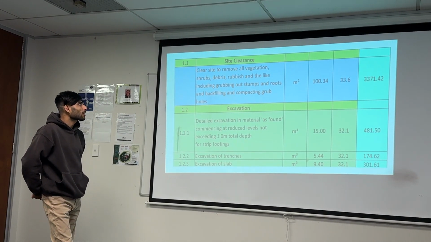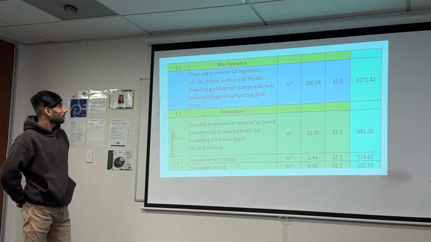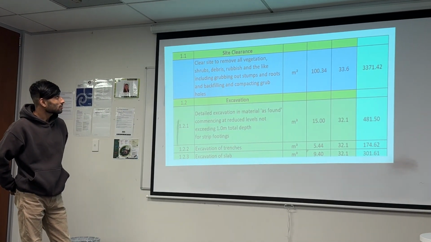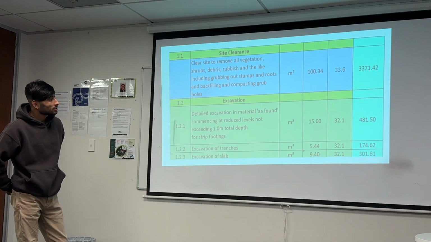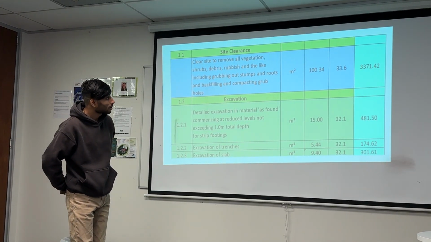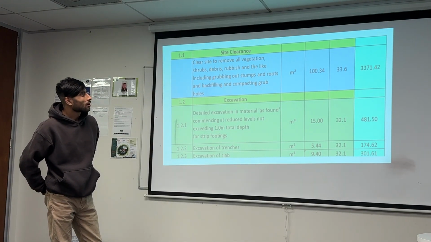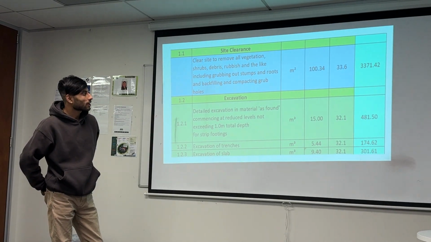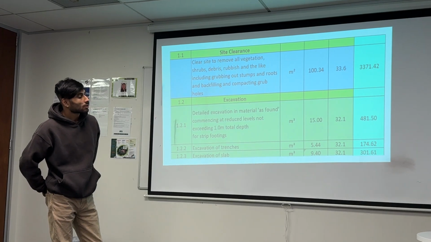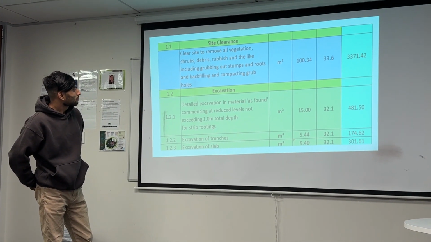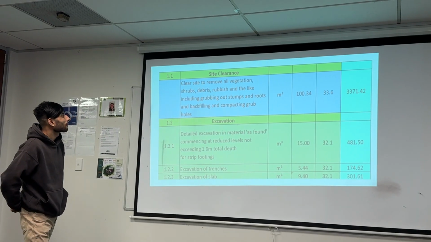This is the example of that one. First one is the code. Second one is the description. Third row is for the unit. Fourth one is for quantities, fifth one for rate, and the final one is the total cost. We need to determine that for the project.